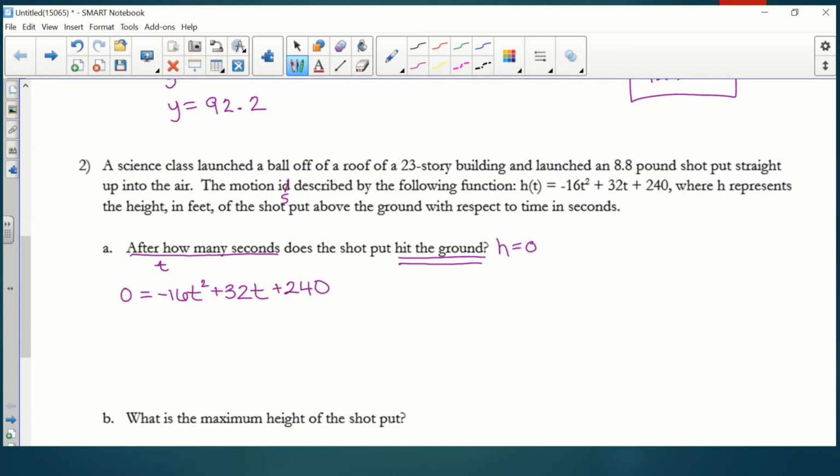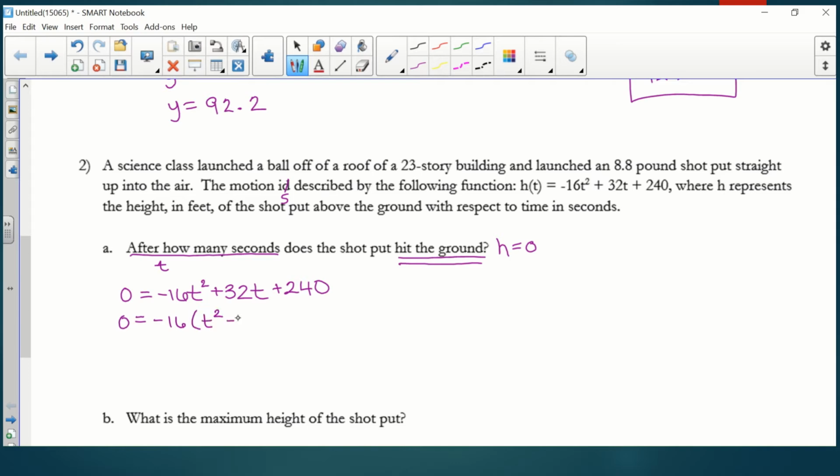So I have an h, I'm trying to find t, and in this case when h is 0, I'm trying to find the x-intercepts. I'm trying to find where we're crossing or touching the x-axis here. So I'm going to solve for t. Now to do that I'm going to factor. So first thing, I'm going to take out this GCF of negative 16.